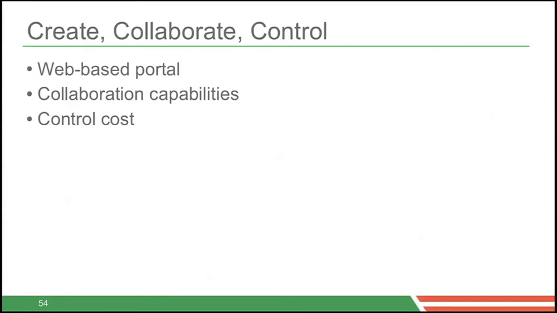So the theme for commercial availability is create, collaborate, and control. We are offering a web-based portal in addition to STS and VMC, where some of your team members may not be comfortable with their tools. They can go to the web portal, look at what applications are being deployed, what services are being deployed, what tiers are chosen for those, and change them if they need to.